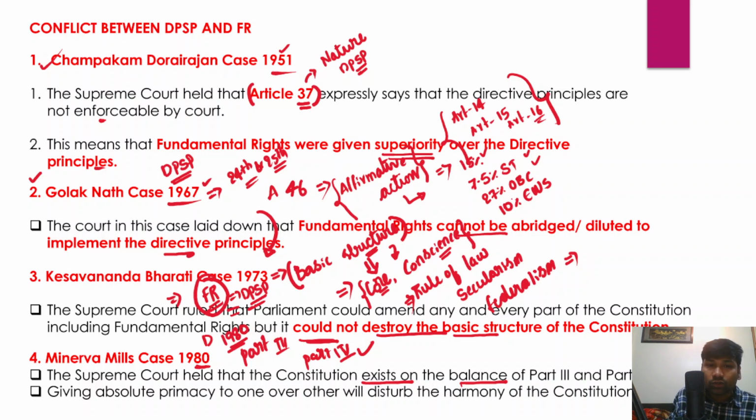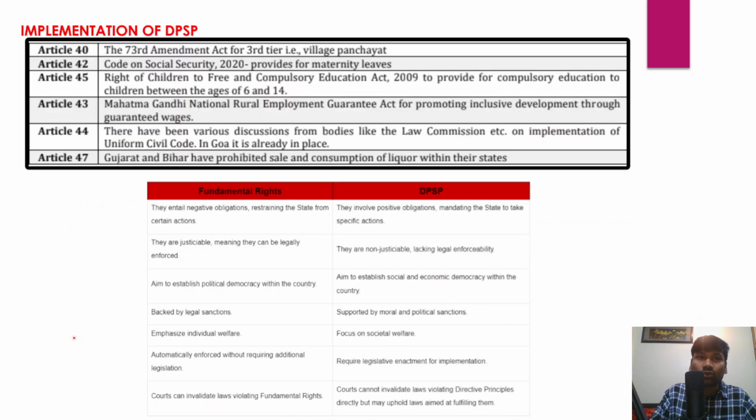So giving absolute primacy to one over the other, for example, giving primacy to fundamental rights over directive principles of state policy, or vice versa, will certainly disturb the harmony of the Indian Constitution. And this is one of the very defining judgments of the Supreme Court that has emphasized the harmony between the fundamental rights and also the directive principles of state policy. So these are four judgments with respect to the directive principles of state policy.